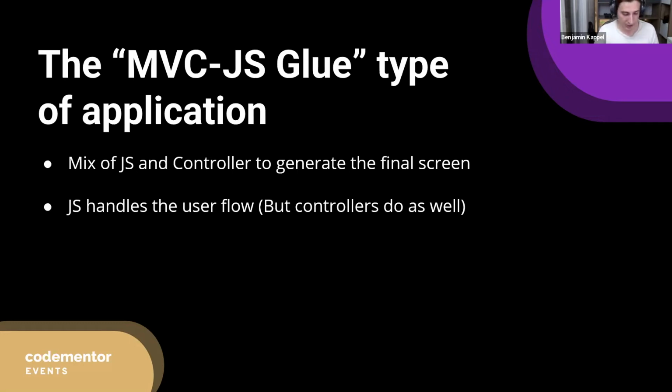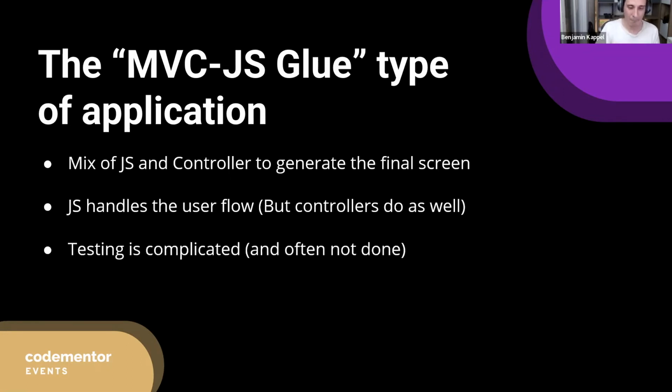The other thing we see is JS handling some of the user flow, like I have a submit and then redirect the user to another page. But I also find the same structures in the controller. I still have my routing. I still have some forms which are submitted directly to controllers. In this type of application, testing becomes very complicated because of this divide of the flow. And to be honest, it's often not done, I think, because it becomes complicated.